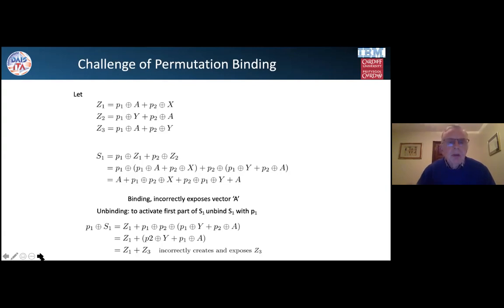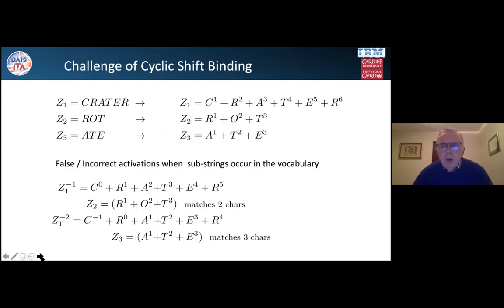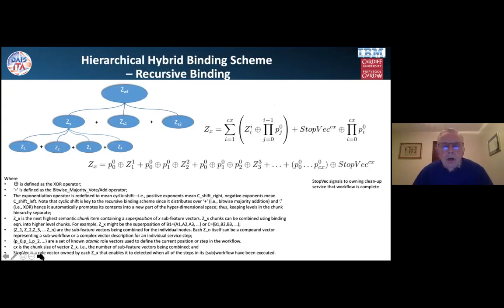And of course, we get similar challenges if we do cyclic shift binding, because we may have subsequences within our service representation. Here we're just using simple words to illustrate this. But of course, you can end up getting matches on combinations of other services that are undesirable. So our solution to that is to come up with what we call a hierarchical hybrid binding scheme that uses both the cyclic shift and the permutation operators together with a stop vector.